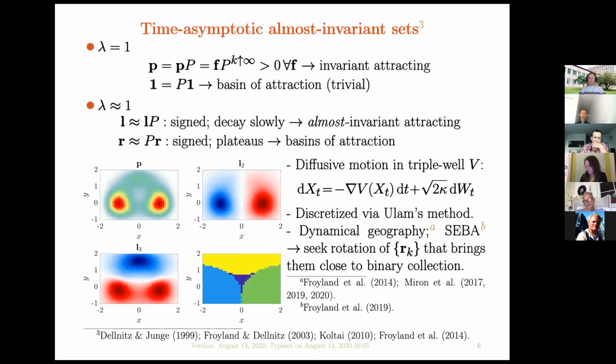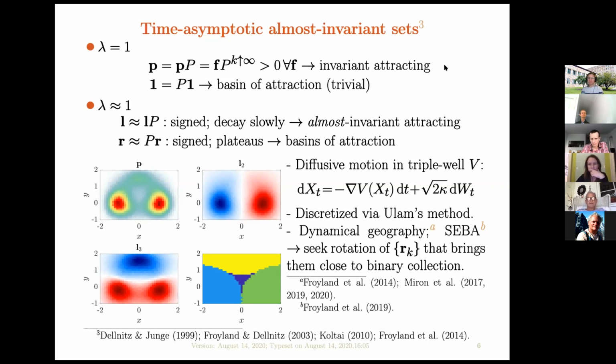I'm going to talk also a little bit about the applications of almost invariant sets. This is stuff that Dellnitz, Oliver Junge put forward, together with Gary and Peter contributing to that. The stationary distribution is the left eigenvector of the transition matrix corresponding to lambda equals 1, which is the only one, provided that P is ergodic and mixing.